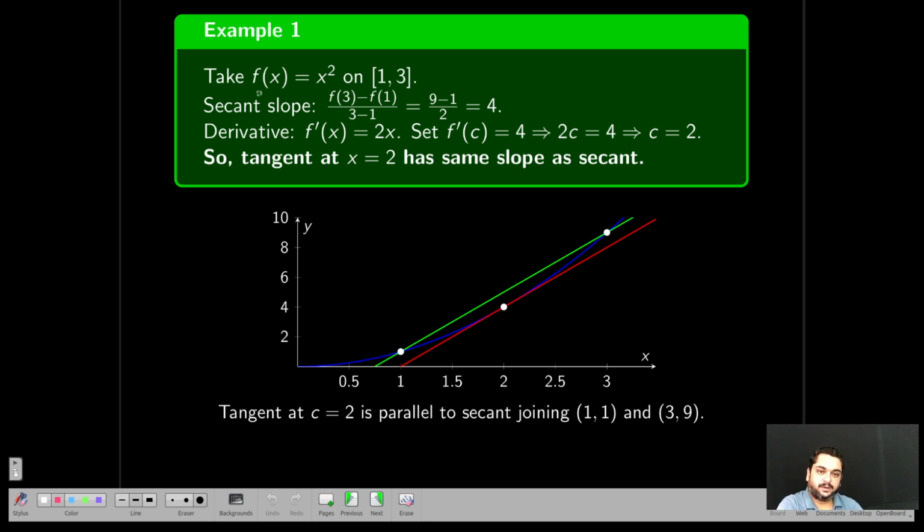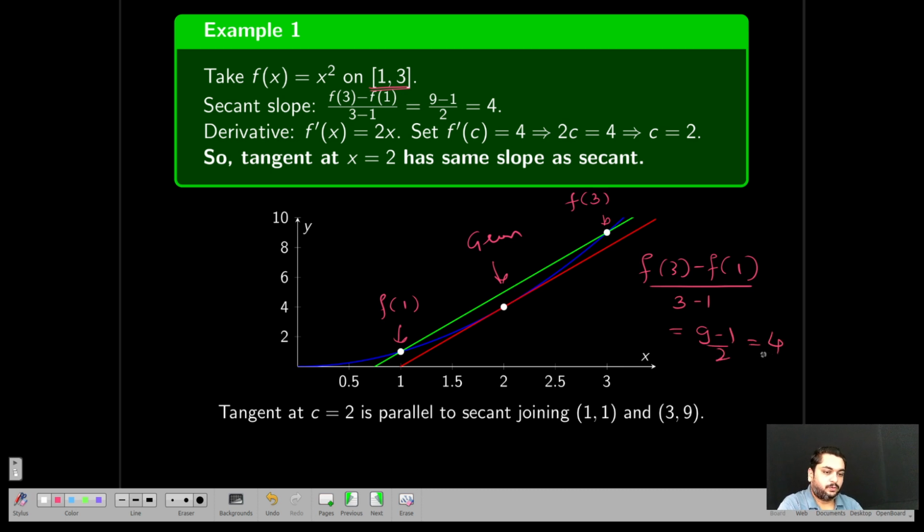Let us take this example. Let f of x equal x square on the closed interval 1 comma 3. This is my 1, this is my 3, so this is f of 3, this is f of 1. Now, what is the secant slope? This green line you observe here is a secant line joining the points A and B on the curve. f of 3 minus f of 1 divided by 3 minus 1 equals 9 minus 1 by 2, which equals 4.